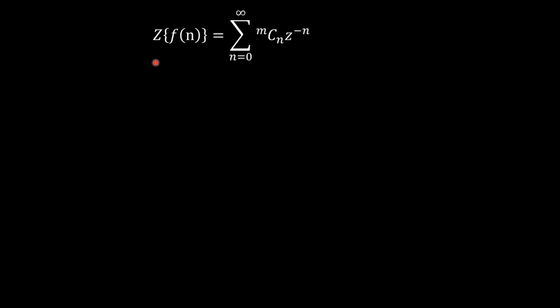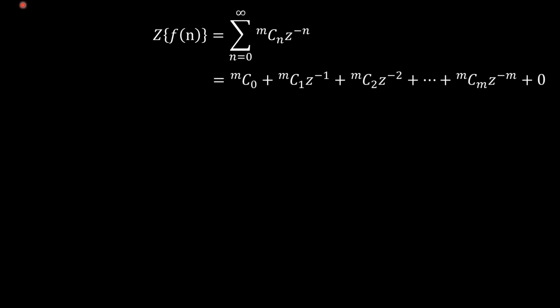So by definition, the Z transform of f of n is equal to summation n equal to 0 to infinity mCn z raised to minus n, which is equal to mC0 plus, now we are replacing the value of n one by one, mC0 plus mC1 z inverse plus mC2 z raised to minus 2 plus so on plus mCm z raised to minus m plus, when n is greater than m, then mCn is 0. That we have already noted. So the remaining terms will be 0.